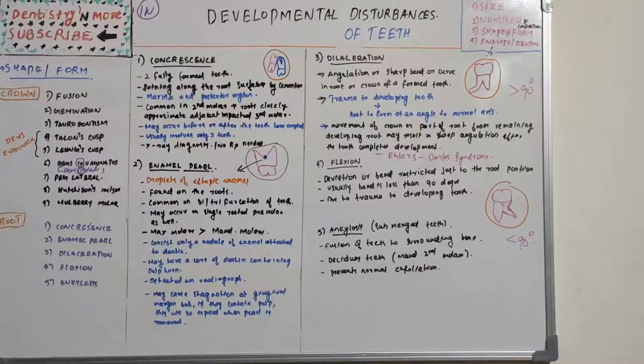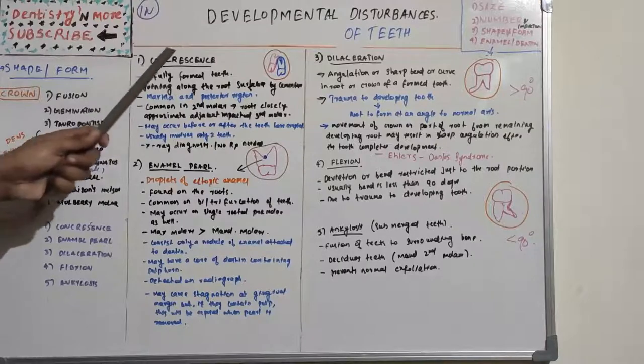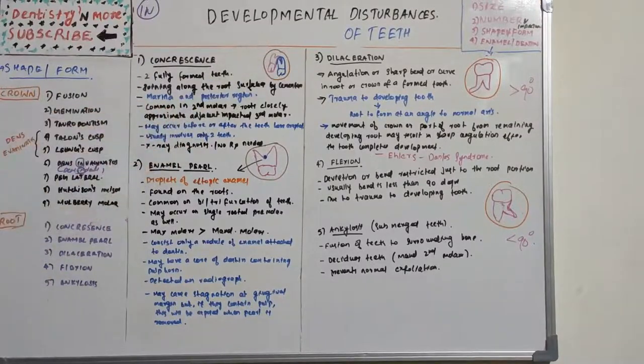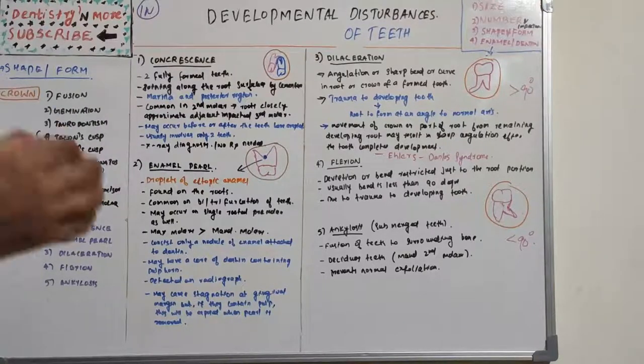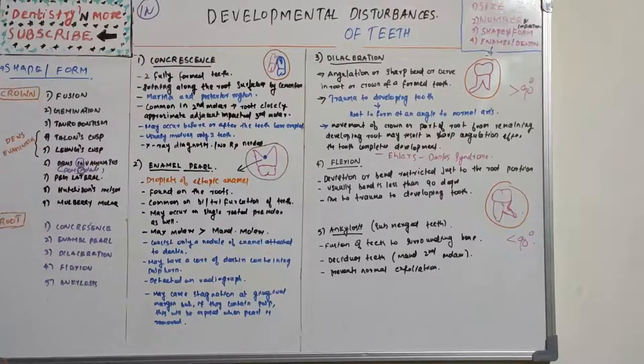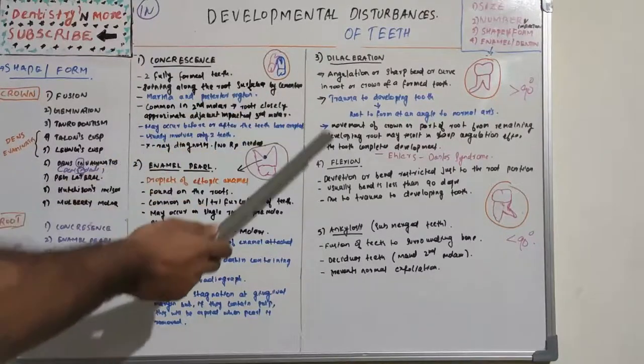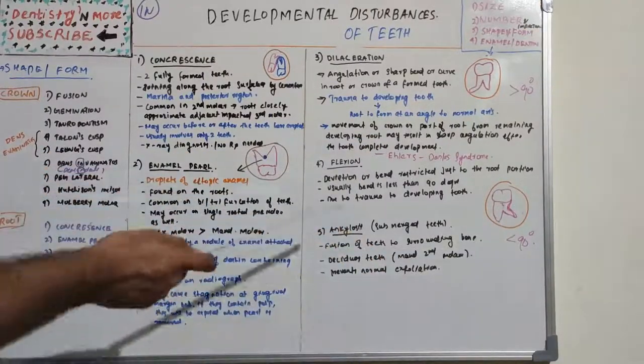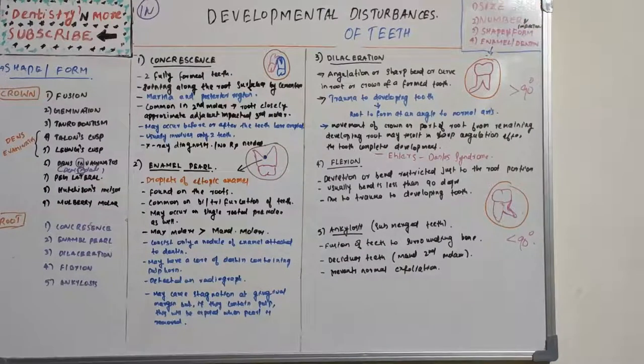So we covered the developmental disturbances of size, number, shape, and so let's wind up these anomalies. Concrescence, which is a joining of roots by cementum. Enamel pearl is a globule of ectopic enamel present between the roots that are bifurcated or trifurcated. Dilaceration and flexion are the bending of root greater than 90 degrees and less than 90 degrees. Ankylosis is a fusion of teeth to the surrounding bone.